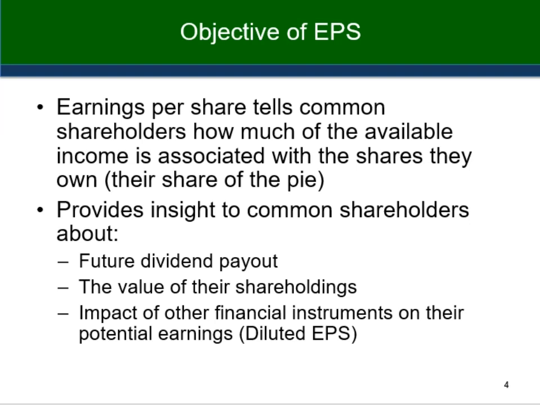So in general, earnings per share is calculated based on net income available to shareholders. So earnings per share tells the users of the financial statements, the common shareholders in particular, how much of the available income is associated with the shares that they own. So their share of the income, earnings available to common, and they know how many shares they have relative to everyone else. So it helps common shareholders find out about their future dividend payout entitlements, the value of their shares, because it's established, often price earnings ratios establish a price based on earnings per share, and the impact of any other potentially dilutive securities.